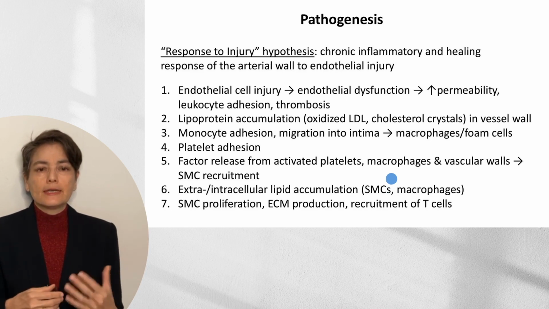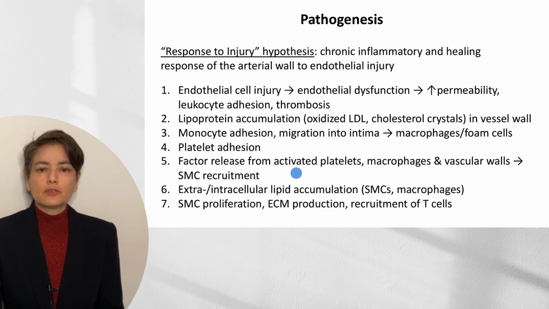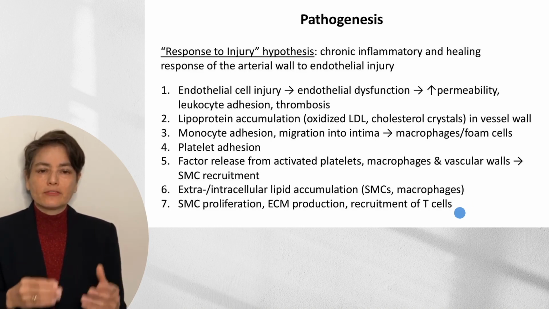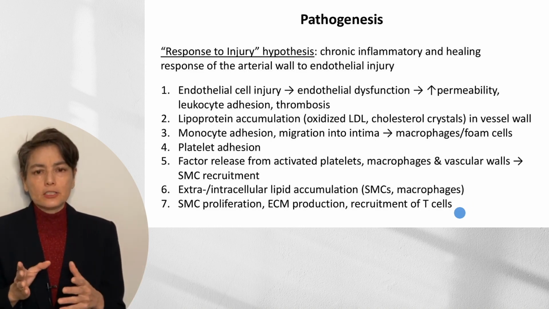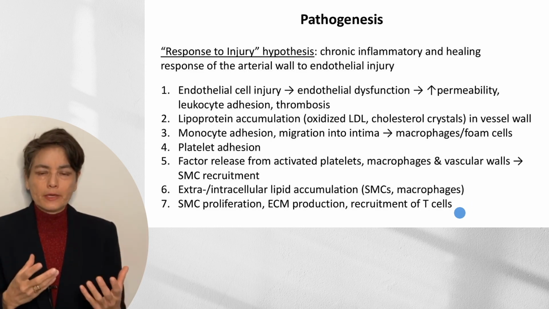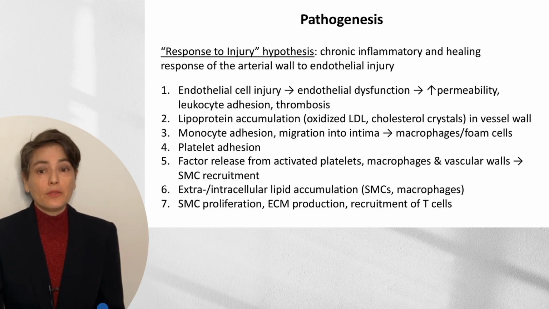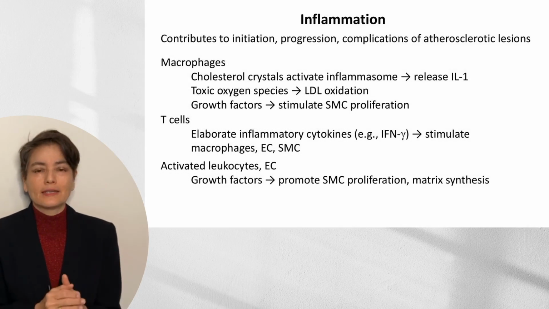All while this is going on, we're continuing to get more lipid coming in through this dysfunctional endothelium, resulting in extra and intracellular lipid accumulation. And we see this intracellular lipid in both smooth muscle cells and macrophages. All of this is creating this environment where we have smooth muscle cell proliferation, extracellular matrix production, recruitment of T cells.